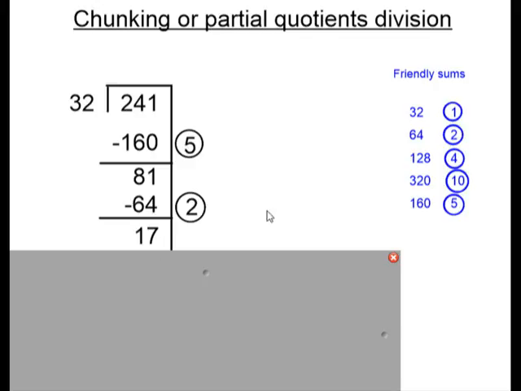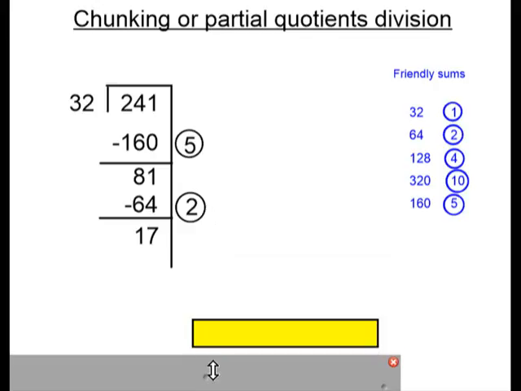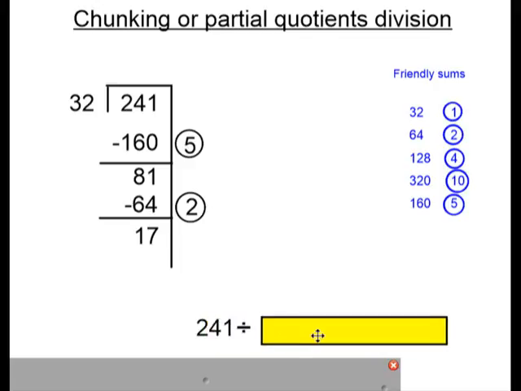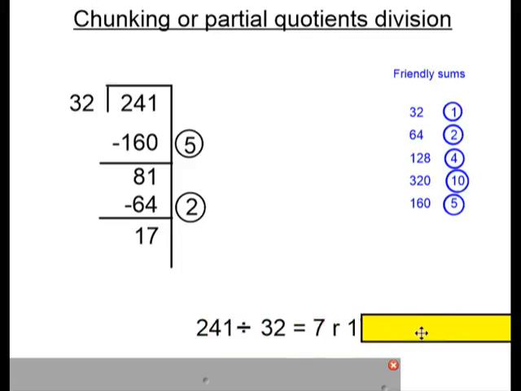I just need to add up how many groups of 32 I did take off my dividend. The numbers in the circles here are the groups that I took off. So 5 groups and 2 groups is 7 groups. I took off 7 groups in total. Now I can just put my answer into the original question. 241 divided by 32 equals 7, remainder 17.